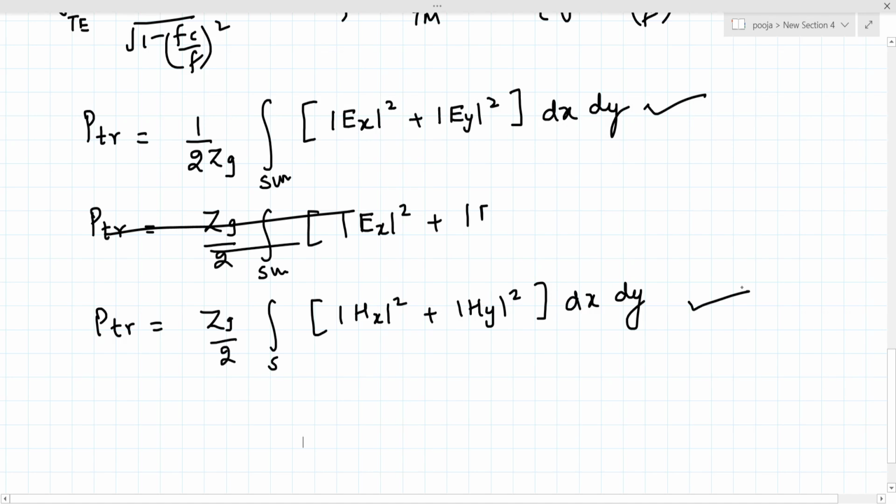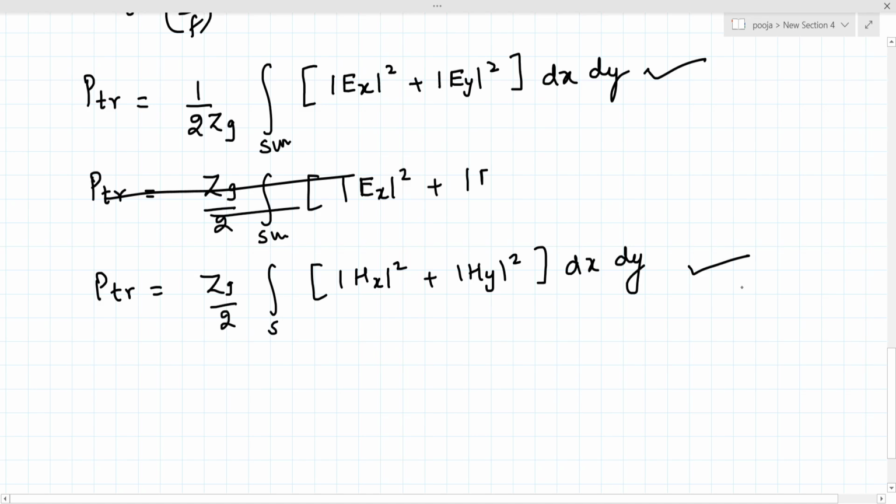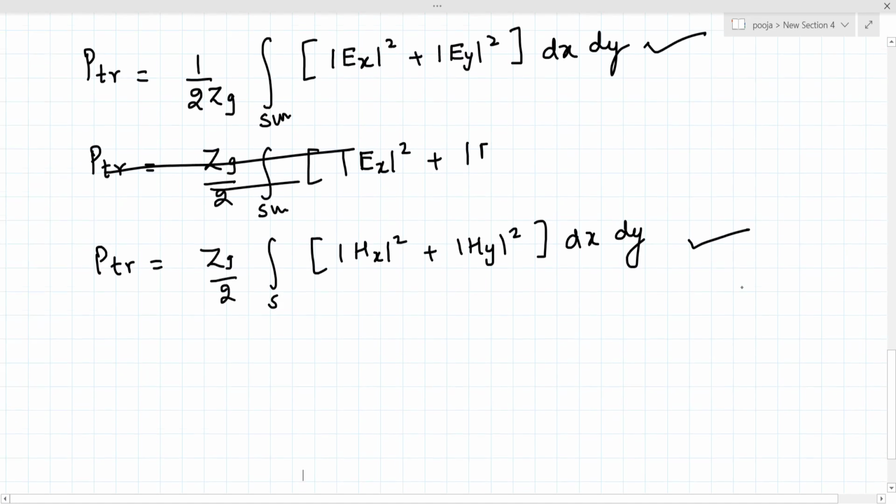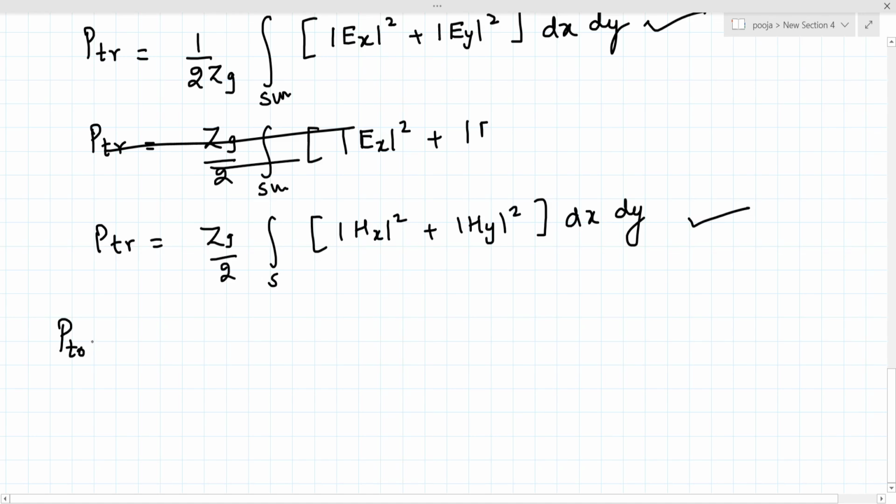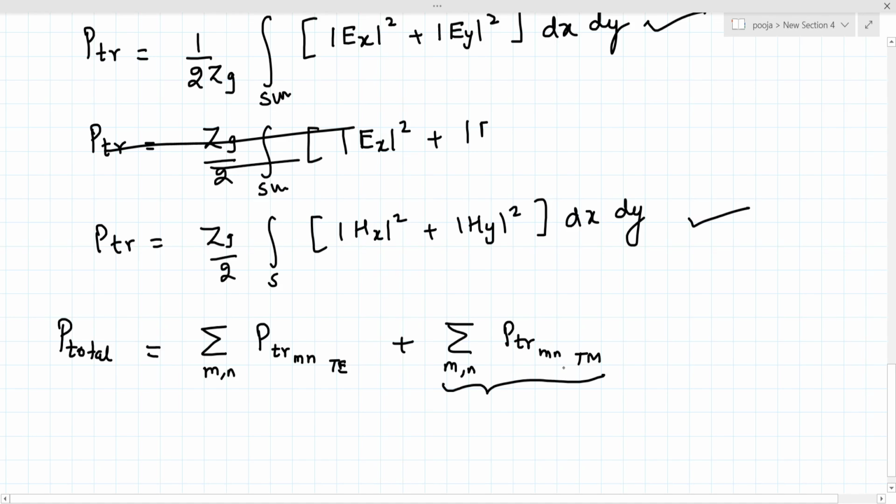What will happen if you are asked to determine the total power transmission within the waveguide for all the modes associated with the waveguide? The total power can be measured as P total for all the modes, equal to the summation of PTR Mn for TE modes plus the summation of PTR Mn for TM modes. It means if you combine all the TM modes within the waveguide and measure the power associated with them, and the summation of all the power transmitted due to TE modes, the sum of these two will give you the total power of the wave inside the waveguide due to all the modes propagating within it.